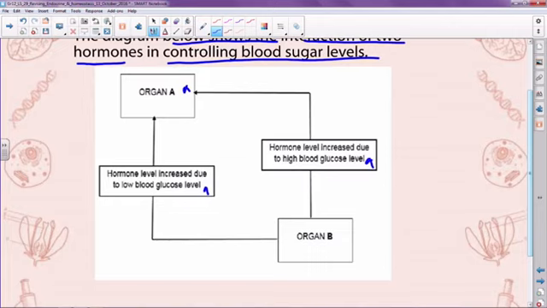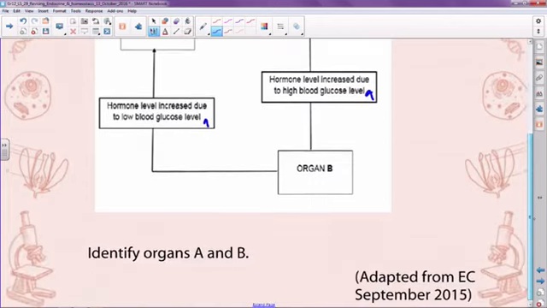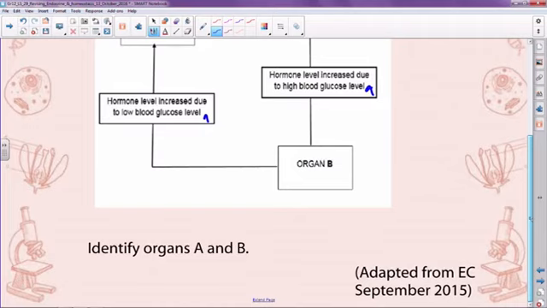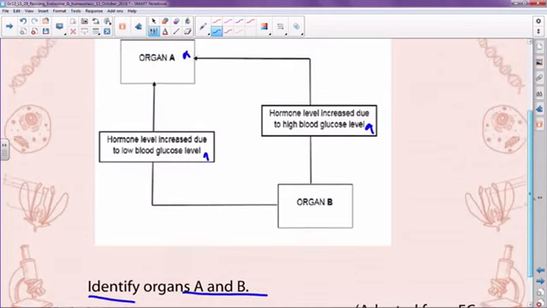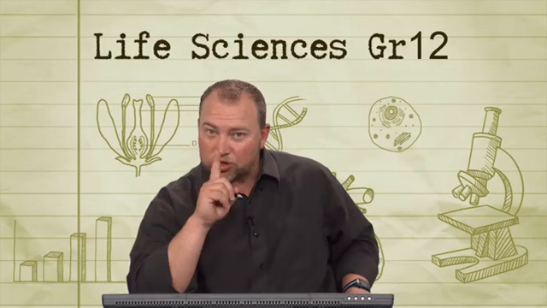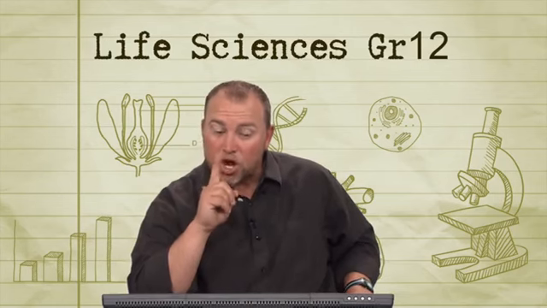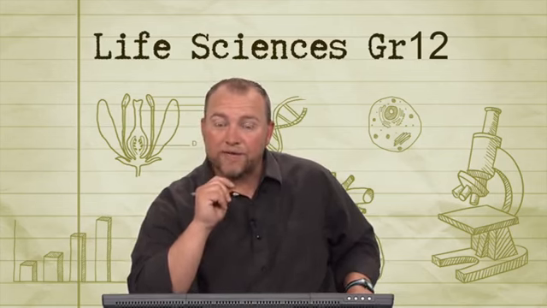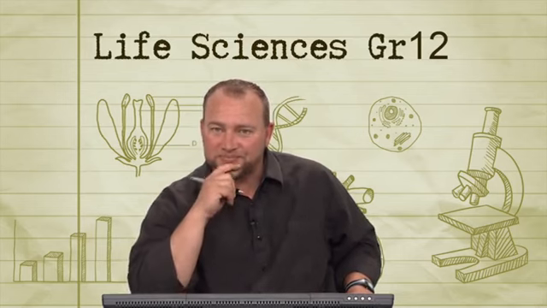Let's have a look at what the question is. The question is, identify organs A and B. All I want you to do is give me what A and B are. I'm going to give you a quick minute to do that. Make sure you concentrate and know exactly what you're spotting. Look at the diagram carefully. Are you ready? Off you go.